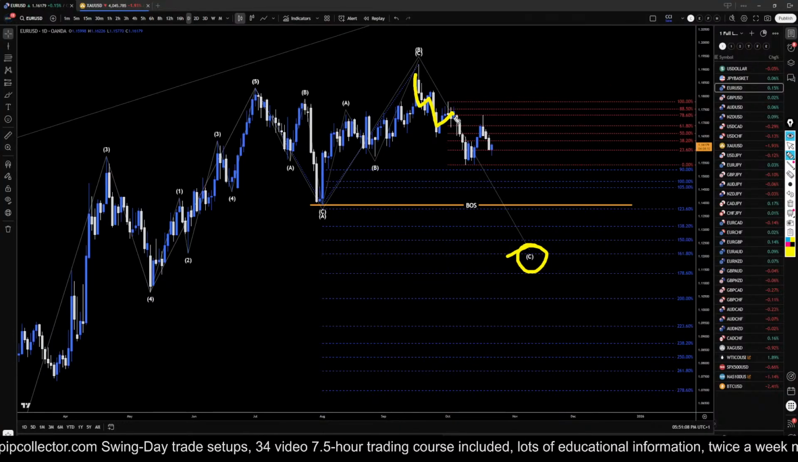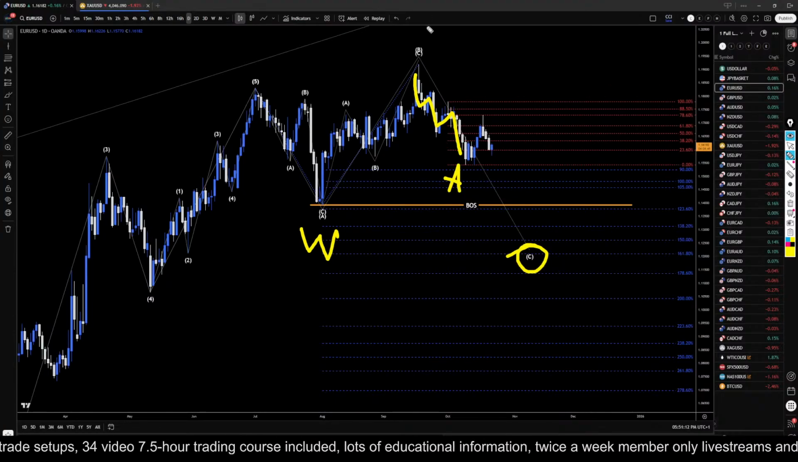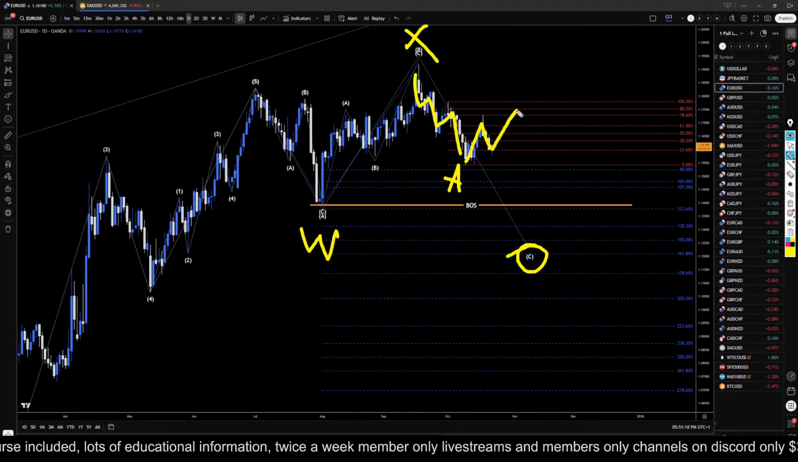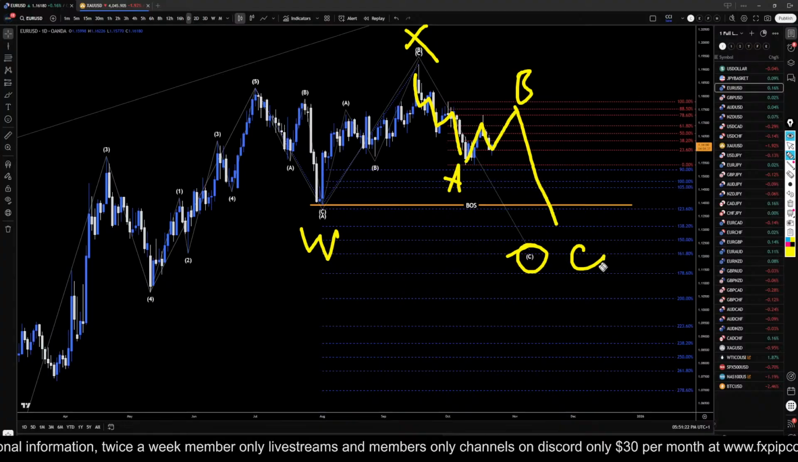Oh, I don't know. I mean, I guess I could have an alternative. This would be a WXY, not an ABC. So you'd have three waves of A, five waves of A, three waves of B, and then down for a C. And this is a WXY, not an ABC. So I guess that would be my alternative count on this, because I always like to try to come up with a bullish and a bearish count.